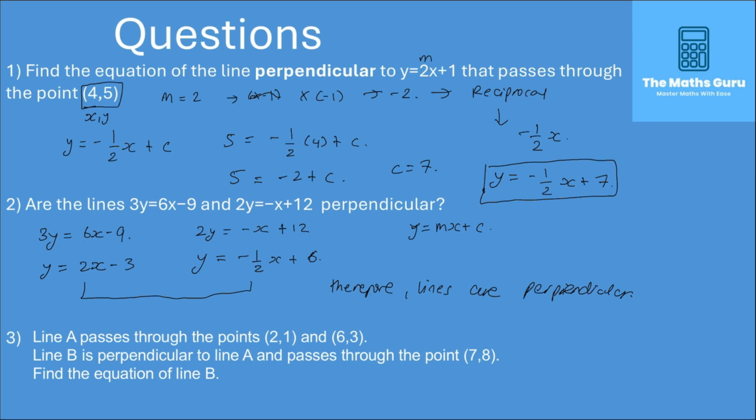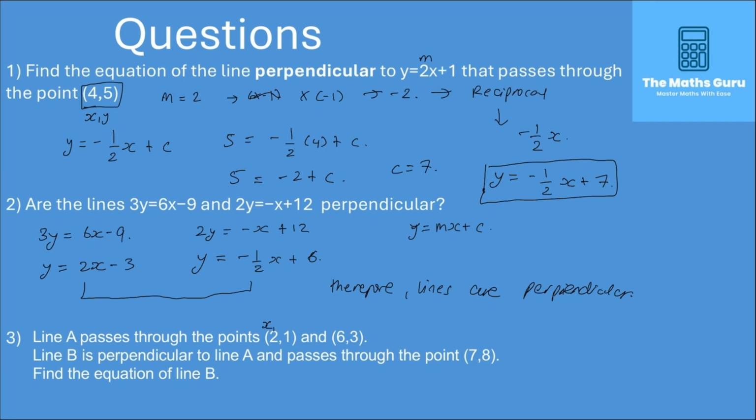Okay, line A passes through the points (2, 1) and (6, 3). Line B is perpendicular to line A and passes through the point (7, 8). So we need to find the equation of line B. So we're going to have to work out the equation of the line.